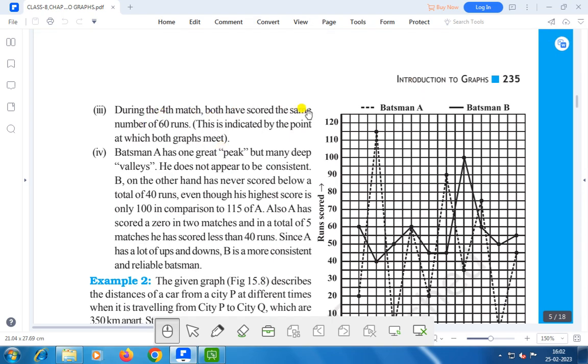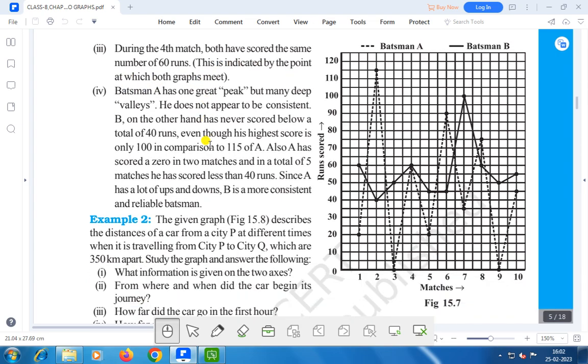During the fourth match, both have scored the same number of runs, 60 runs, which is indicated by the point at which both graphs meet. This is 60 runs. There you see, this is 60 runs.